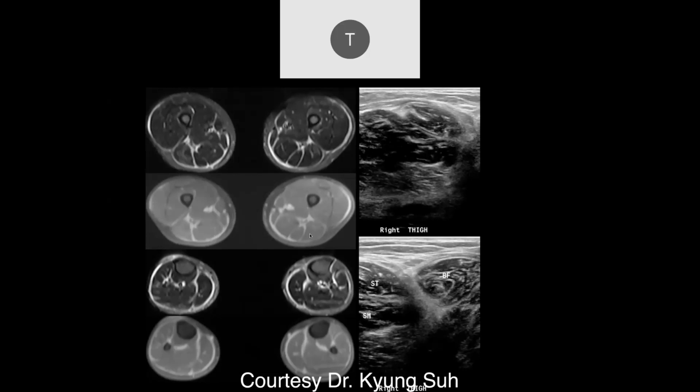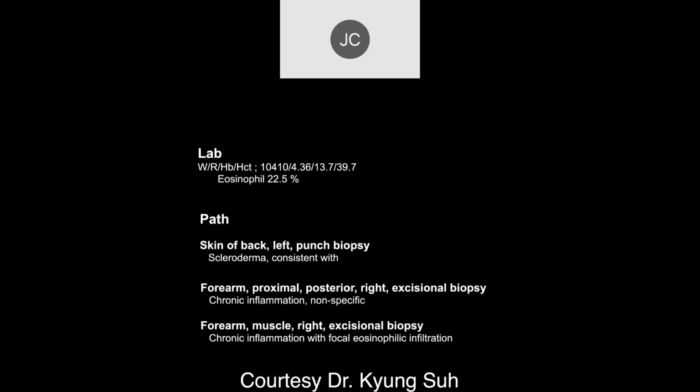So this really looks like another fasciitis, primarily involving fascial planes rather than the muscles themselves, with enhancement of the abnormal fascia of the fascial planes. And here we can see in this patient, the eosinophil count is very high. And then they did a biopsy and it came back scleroderma and kind of chronic inflammatory changes, but they had a lot of focal eosinophilic infiltration. And so this was thought to be eosinophilic fasciitis as well.